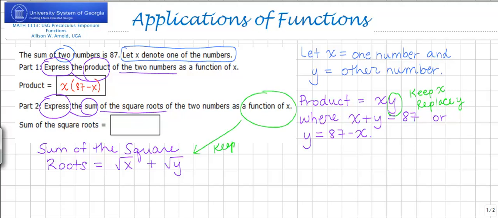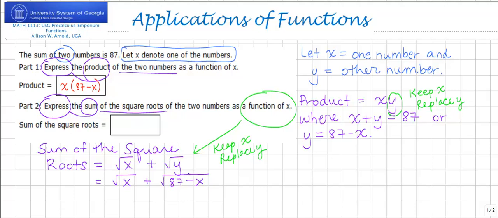We want to write this as a function of x, which means that we want to keep x and replace any variable that's not x. So in this case, we'll replace y. We already knew from our part 1 that y is the same as 87 minus x. So we'll substitute 87 minus x for y, and our final answer for the sum of the square roots is the square root of x plus the square root of 87 minus x.